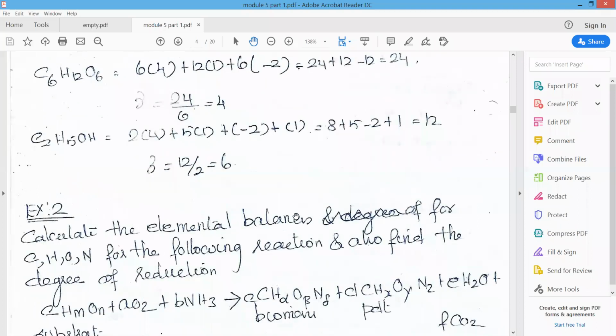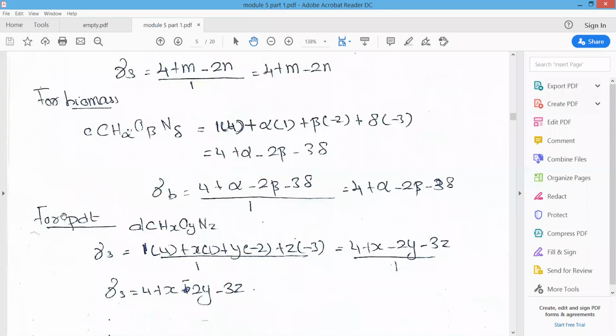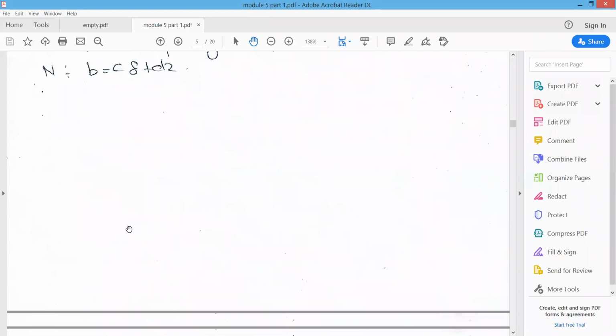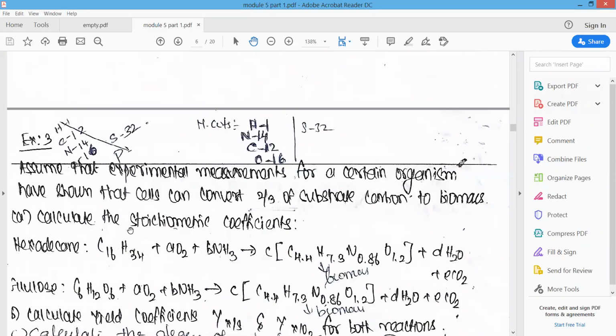Okay, that is 6. And this is not required. Okay, so this is what we have studied. So we should now go for the problem.